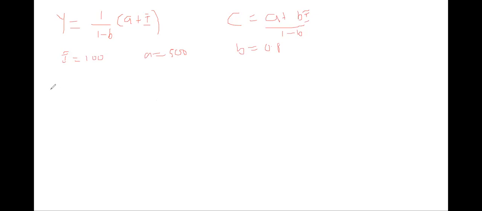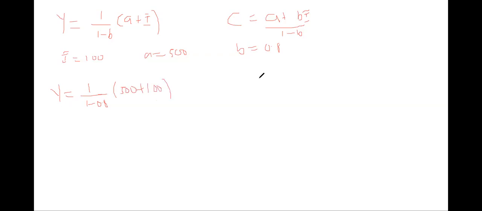So if we want to find y, it's very simple. We know this is 1 over 1 minus b. And what is b? b is 0.8, we substitute. Then in bracket, we have 500 plus the investment. And investment is what? 100.